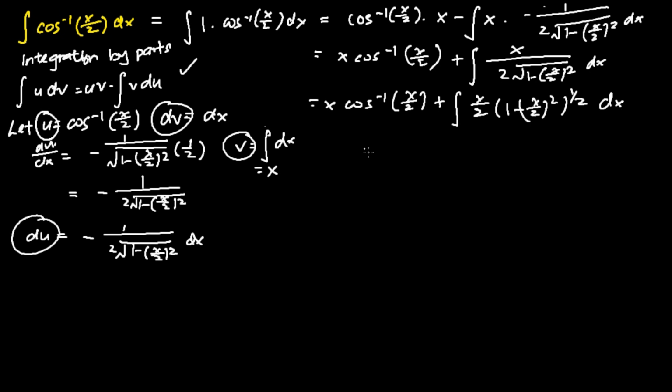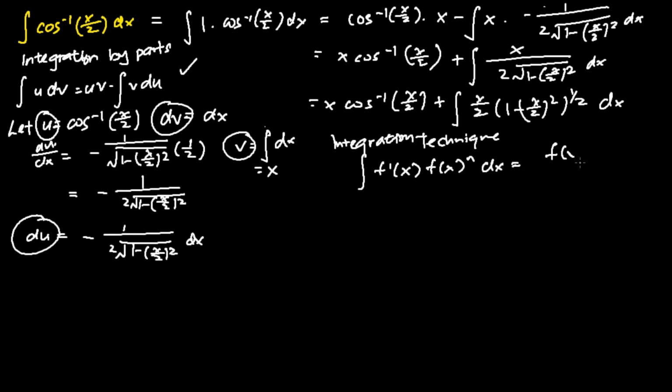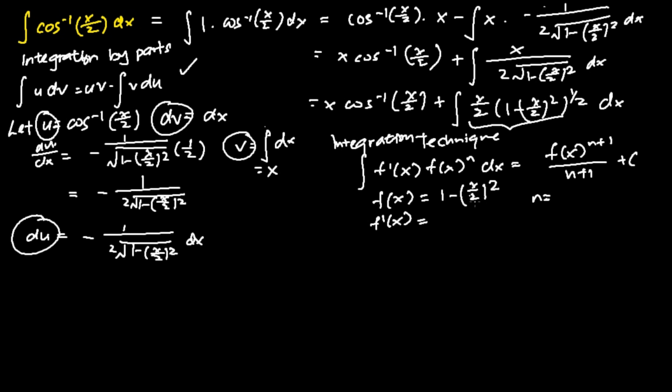Why? Because we're going to apply an integration technique. The integral of the differentiated function of x, f prime x, times f(x) to the power of n dx gives me f(x) to the power of n plus 1 over n plus 1 plus c. But before I'm able to apply the integration technique, I first need to identify what is my f(x), my f prime x, and my n from this integral. My f(x) basically is just 1 minus (x over 2) squared.